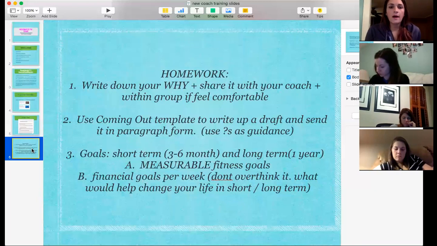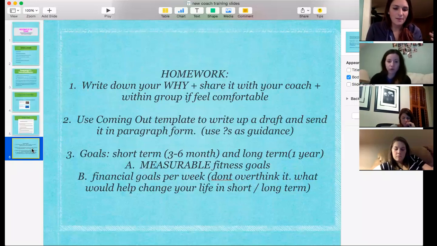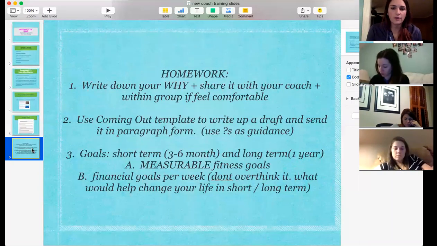I'll share the coming out post template, and just start jotting things down. This doesn't need to be long: where you were before Beachbody, the products you used. Your coach will probably edit it so it's not just a Beachbody spamming post. We'll edit it a little bit so that it comes out a little different. Send it to them in paragraph form if you can, and just use the questions as reference.